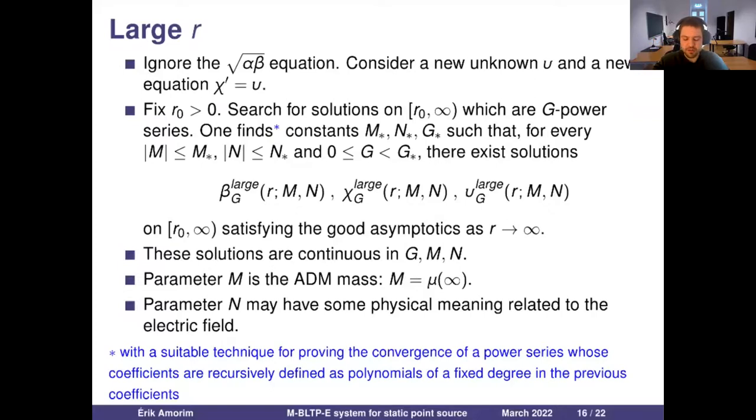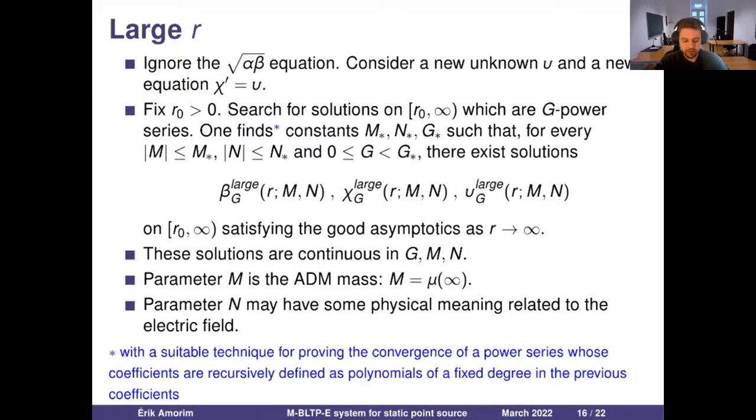So more precisely, there are constants M star, N star, G star, such that for every M and N small enough, small enough being stipulated by these M star, N star, and for all G small enough, there are solutions. And I'm calling them large. So beta large, chi large, epsilon large, they depend on G, and they depend on M and N as two parameters. So there are these solutions, on this interval of large r, satisfying the good asymptotics as r goes to infinity.